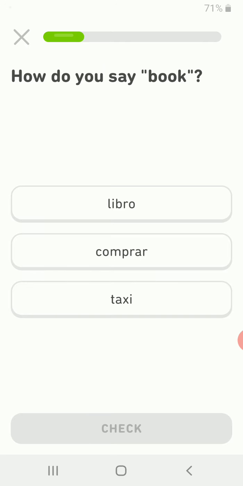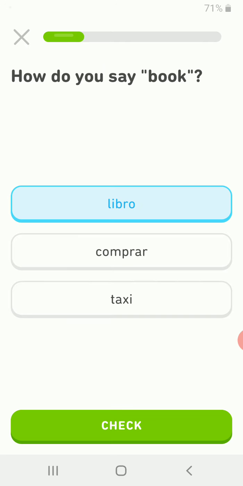How do you say book? Libro. Libro is a book. Un libro, a book. But we have seen another word which is very close to this. It's libre.